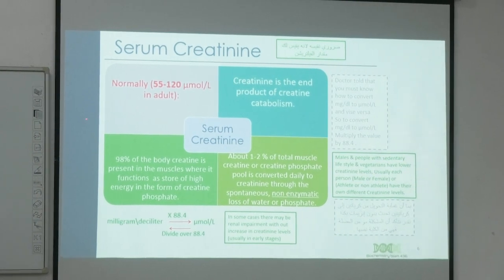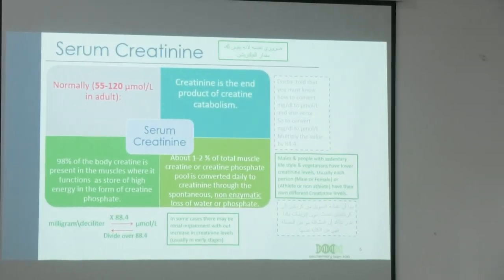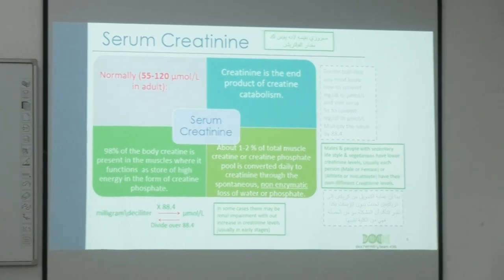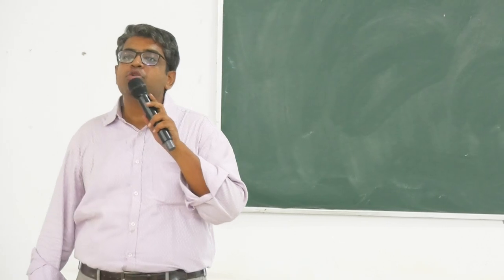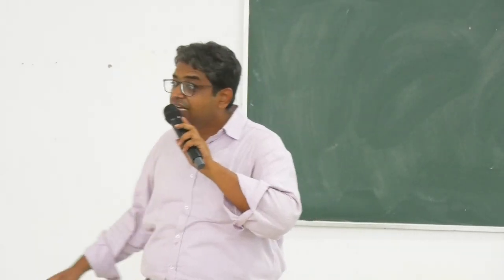See, same thing in a different slide. 55 to 120, that is approximately 0.5 to 1.4 in males and up to 1.2 in females. Can you tell me why creatinine levels of females are relatively lesser?